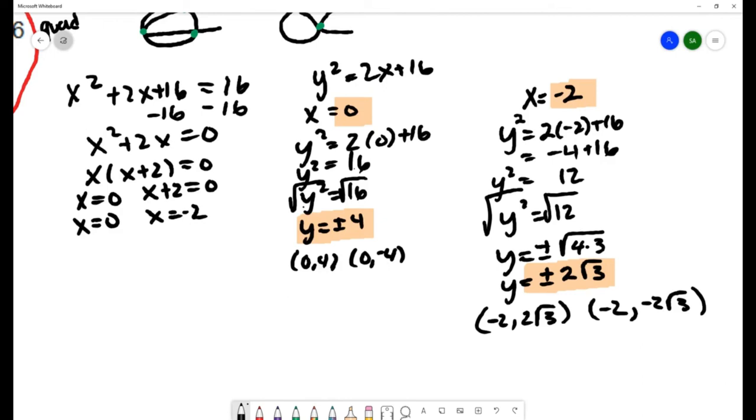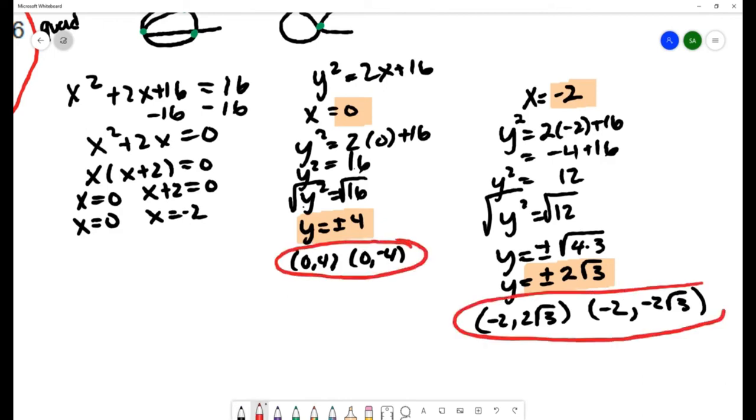So we've got four solutions to our system: (0, 4), (0, -4), (-2, 2 square root of 3), and (-2, -2 square root of 3).